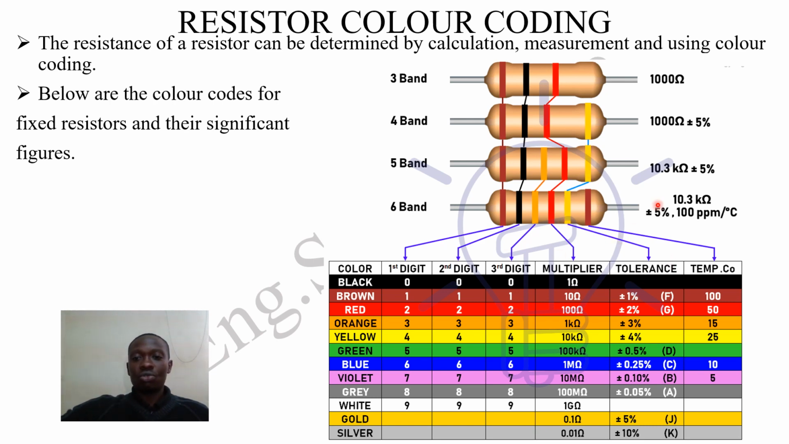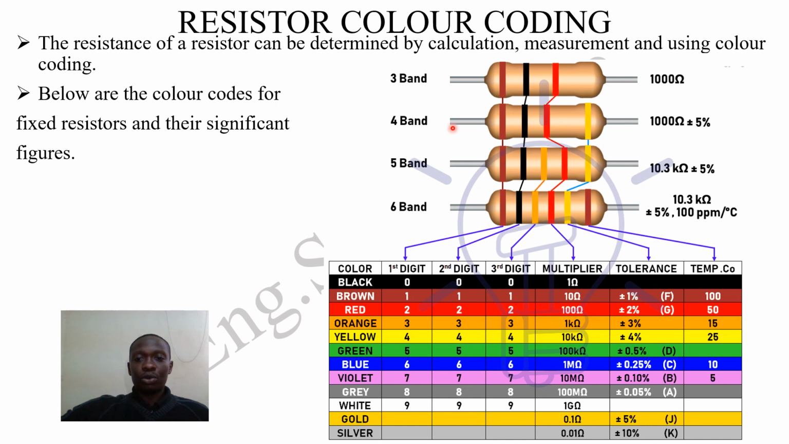Then you go to the last one, which is the 6-band. A 6-band resistor has 6 colors, and they're in that order. The first, the second, and the third are the digits. The fourth is a multiplier. The 5th is a tolerance, but this time around it has a 6th band. The 6th band will tell you the value of the temperature coefficient for such a resistor.